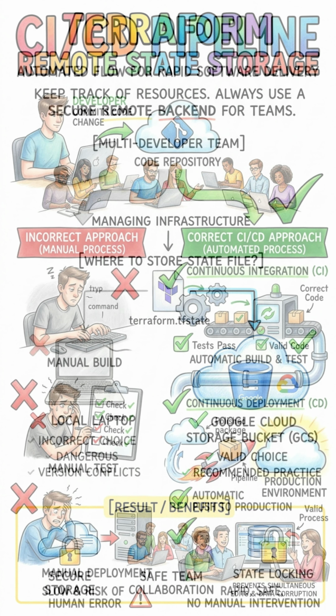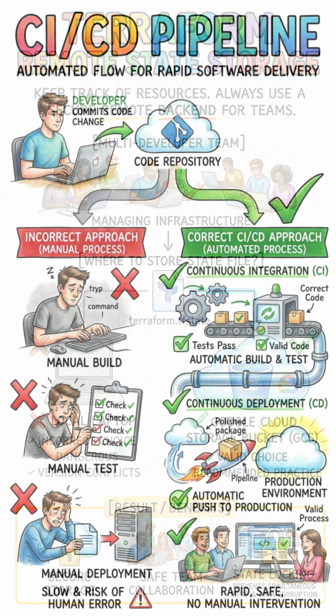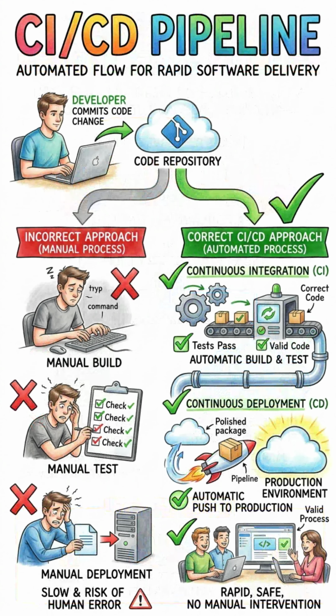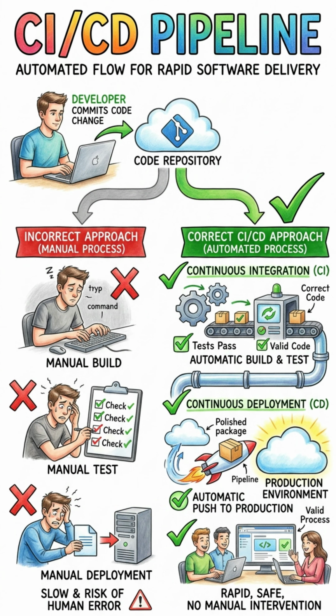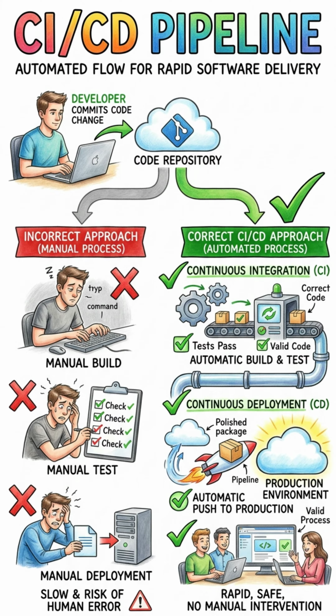Continuous integration and continuous deployment form the backbone of modern software delivery pipelines. Continuous integration involves automatically testing and building code every time a developer commits a change to a central repository. Continuous deployment then automatically pushes those tested changes into your production environment, ensuring that new features and bug fixes reach your users rapidly and safely without manual intervention.